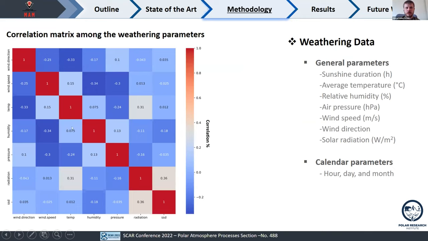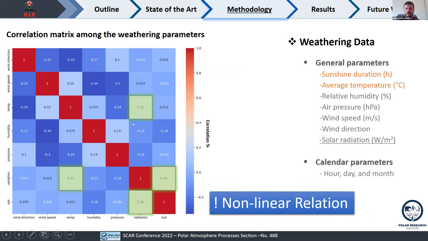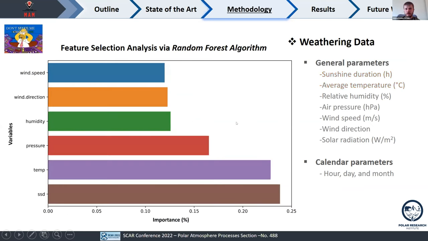Before the machine learning models, I would like to show the correlation map for the variables that we have used. As you see, there is a very low correlation between temperature and sunshine duration with the radiation, which is our target. Therefore, we might say that there is not much linear correlation between those, and machine learning algorithms can provide some insight into these kinds of correlations.